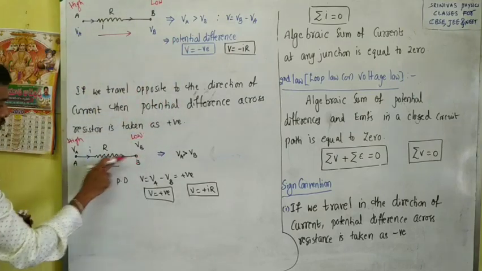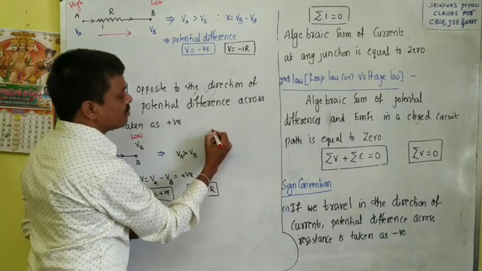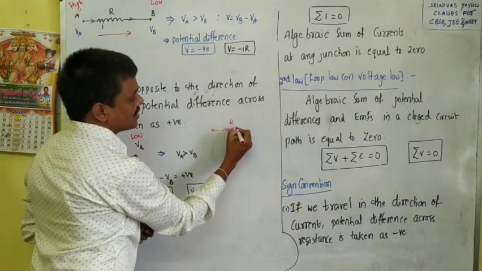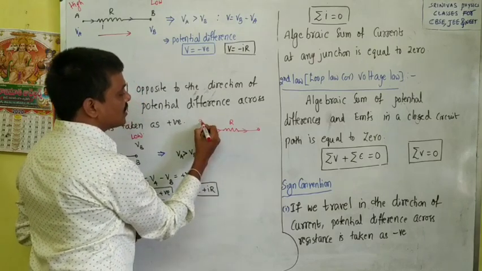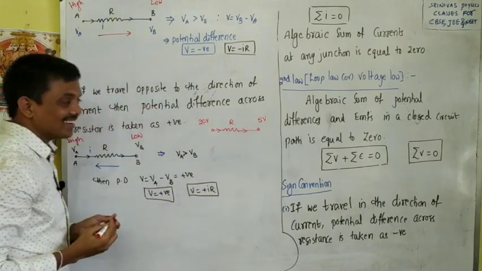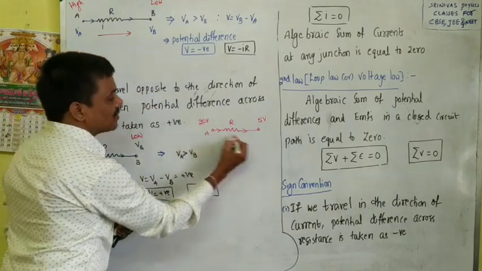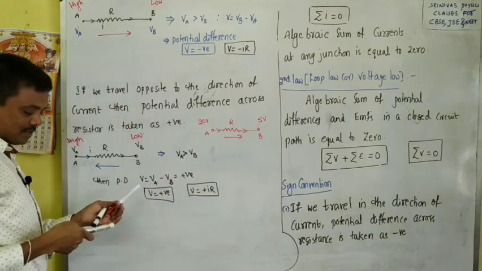When you go from low to high, right, it was very simple. I will tell you. For example, this is the resistance, and here the current direction is this one. Here 20 volt is there, here 5 volt is there, right? Now I am going from A to B. What is the potential difference?